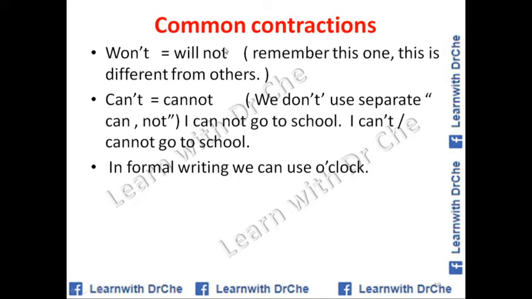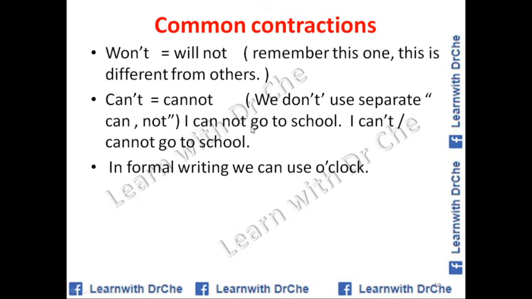Common contractions, next is won't. This is very tricky, it is different, and this is an exception. Won't is will not. Remember this one, this is different from others. Cannot, can't is equal to cannot. We don't use separate can and not.